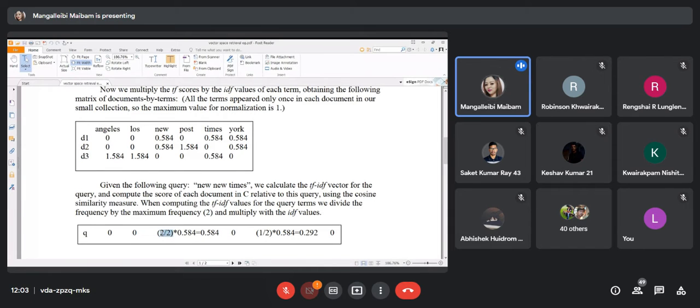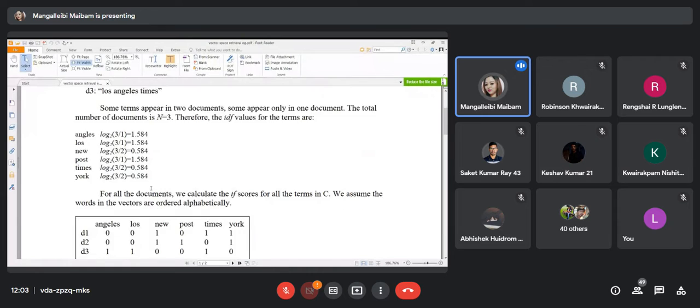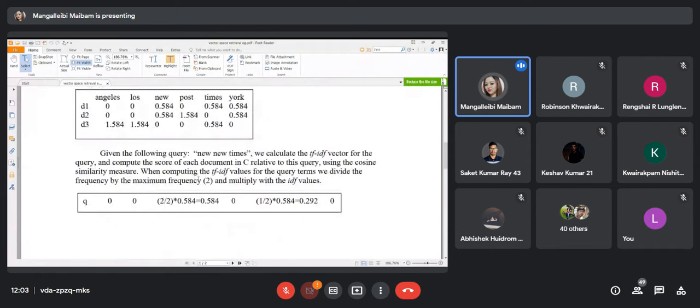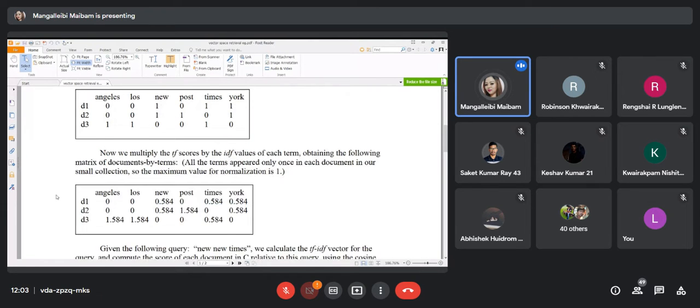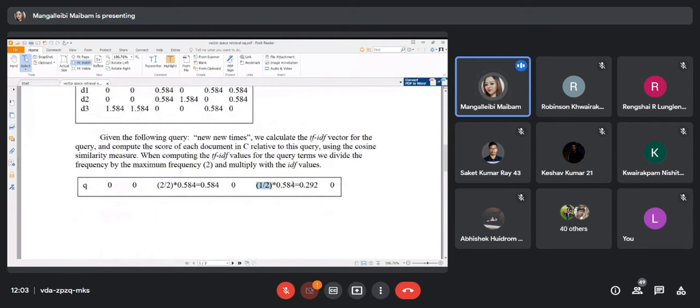As you have already calculated, our maximum frequency for the query for new is 2, and in the collection for new it is 2. In the collection the frequency is 2, and also for the query it is 2. So 2 divided by 2, so we get this value. And similarly for times, it is only 1. Then the maximum frequency in the collection is 2. So 1 by 2 it comes here. Then you do the multiplication. Then you will get the TF-IDF score for the query also.